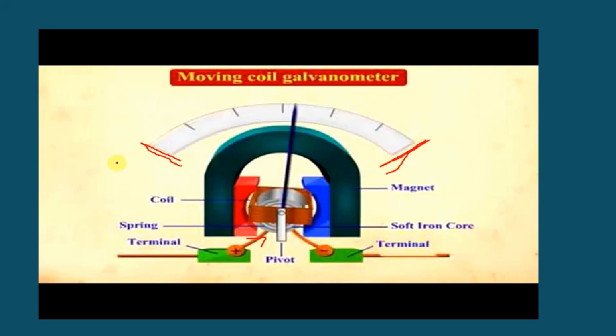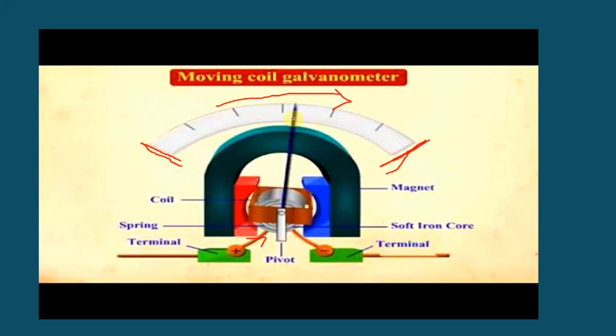Since it is given that there is no controlling mechanism, what will happen? Whenever there is some current input to this coil, there is some deflecting torque produced, and due to that the pointer will move in this direction. In an actual moving coil instrument, at the same time some controlling torque is produced, and it will try to balance the pointer at the right value.